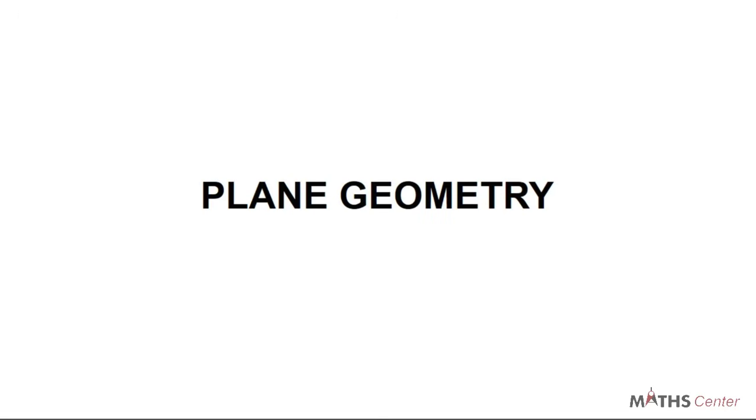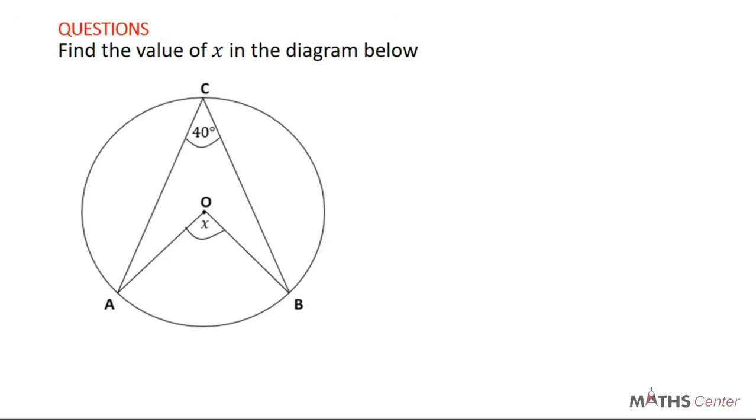In the previous video, we studied the properties of angles in a circle, or the circle theorem. In this video, we are going to use the properties that we studied to solve some questions. So let's begin by taking the first question. The question says that we should find the value of S in the diagram below. So you have been given this diagram and we have to find the value of S.